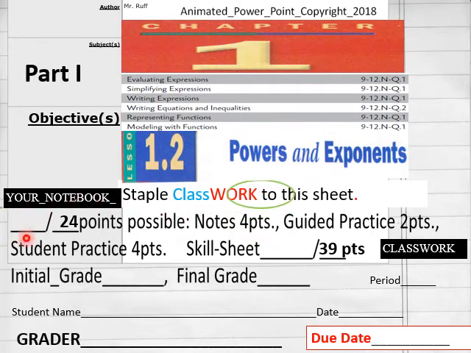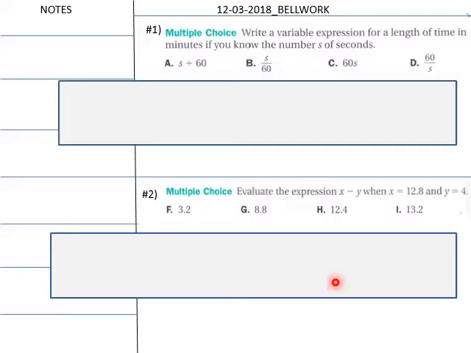You got 24 points on your notebook, we'll go into your notebook, and 39 points on your classwork sheet. Have that out in front of you. Students, put your name, date, period here. And online learners, homeschoolers, put your due date there.